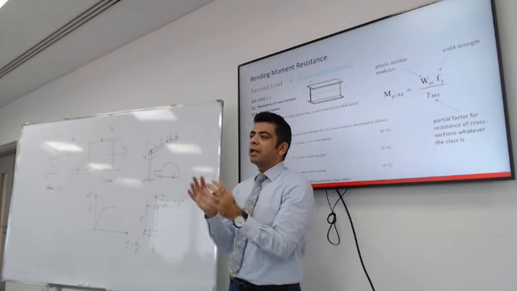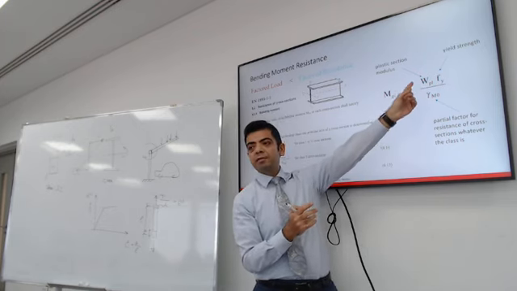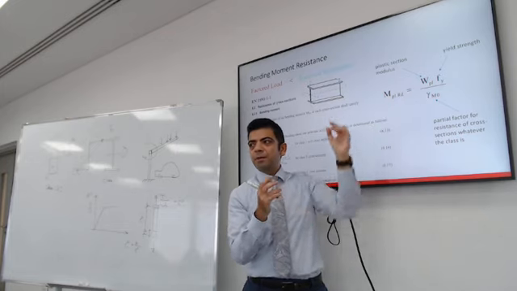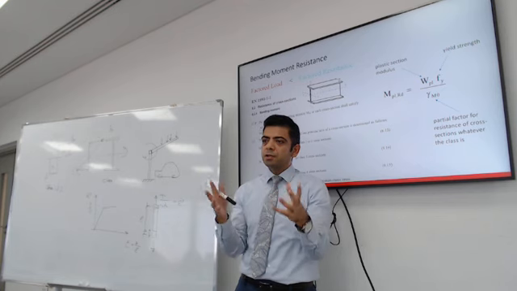All right? So can you see where this is going? How do I choose the dimensions of the section? The section modulus depends on the dimension of the section. How do I choose the dimensions of the section?